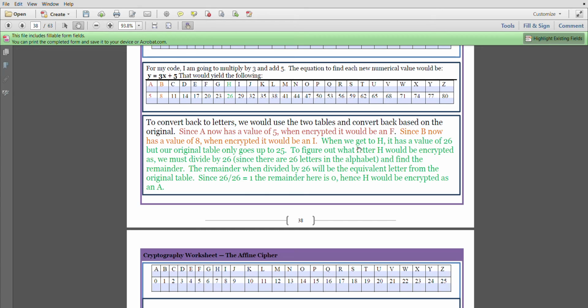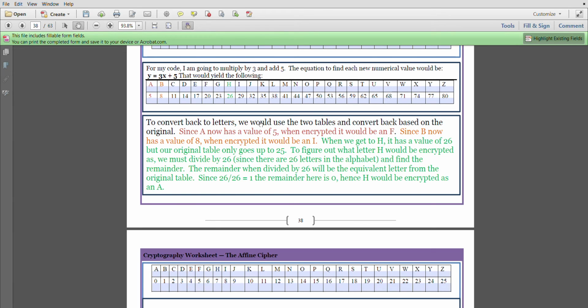To figure out what letter H would be encrypted as, we must divide by 26, since there are 26 letters in the alphabet, and find the remainder. The remainder, when divided by 26, will be the equivalent to the letter from the original table. Since 26 divided by 26 is 1, the remainder here is 0, hence H would be encrypted as A. I know that sounds confusing.